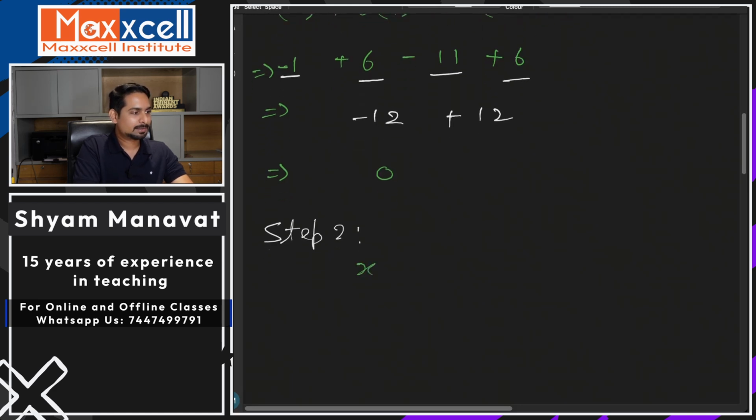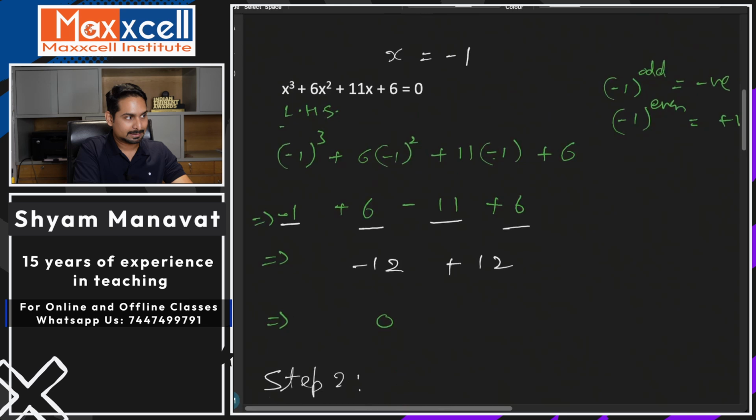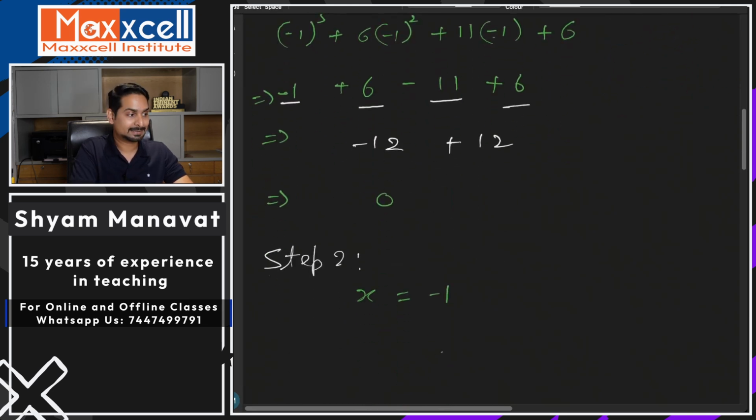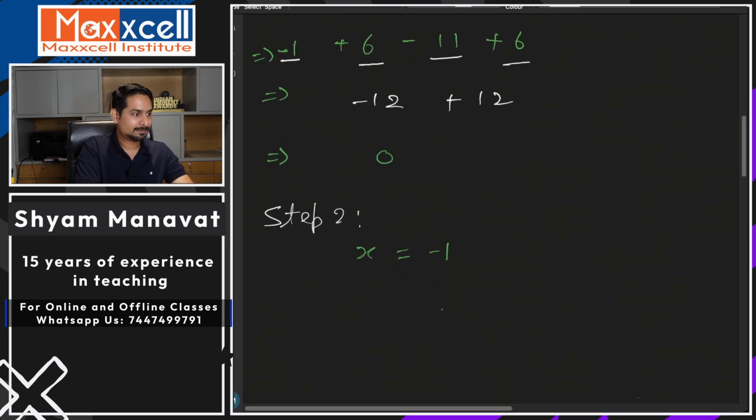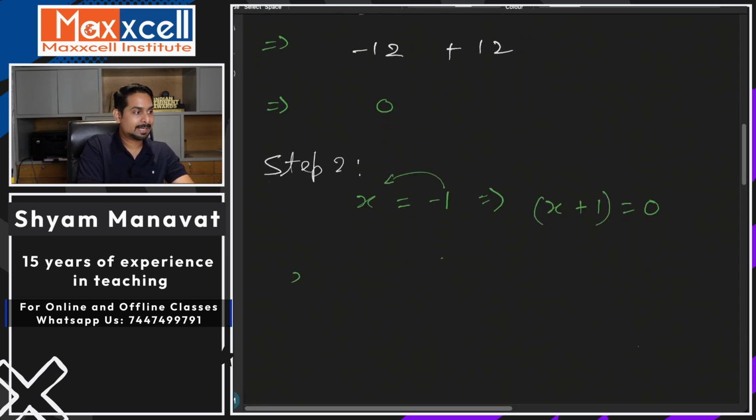Since we got this left hand side expression equals to 0 by substituting x is equal to -1, I can say, let me take this -1 this side. So I can say x plus 1 equals to 0, right? If x is equal to -1, then I can also say x plus 1 equals to 0. And now I can say x plus 1 is a factor of the given equation.